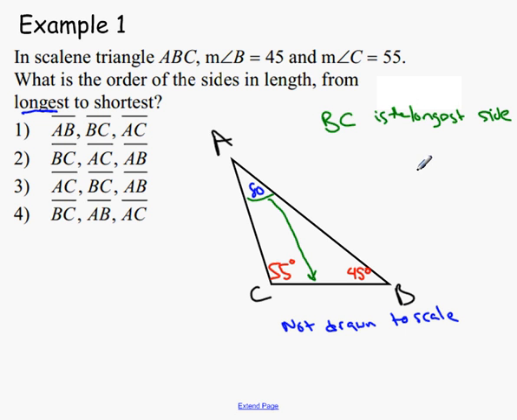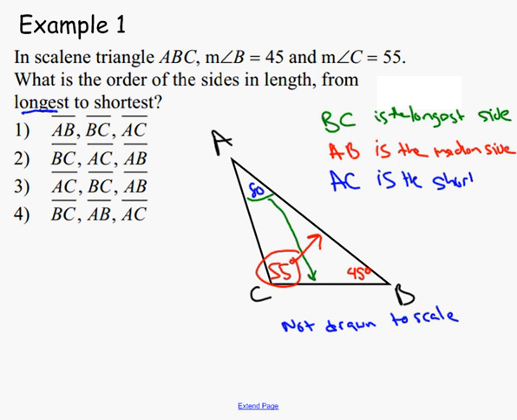Okay, if we're going in order from longest to shortest, then the next one in that order would be side AB. So AB is, we'll just say, the medium side. And then the shortest side would be side AC. AC is the shortest because it's across from the smallest angle.